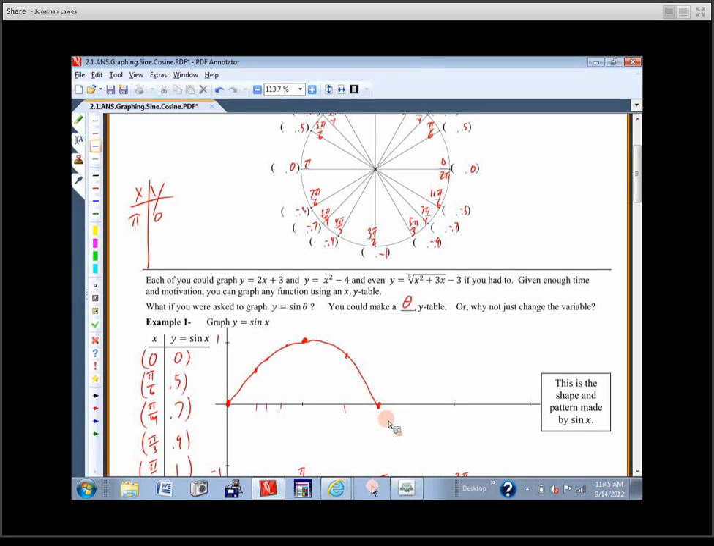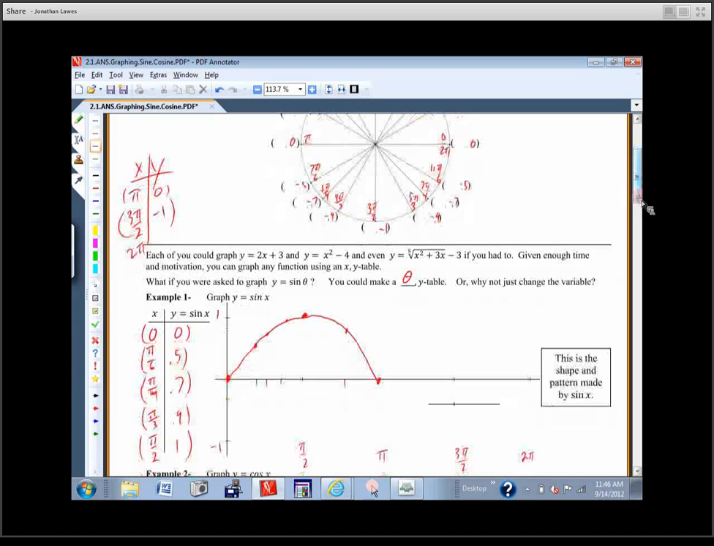Okay, I'm going to pick a couple other easy points to graph. Let's say I did 3 pi halves, and then let's say I did 2 pi. What's the y value at 3 pi halves? It's right down here. It's -1. That's the one that we plotted over there. So I'm going to graph 3 pi halves, which was right here, and -1. So I'm going to follow that over there so it looks about right. There we go.